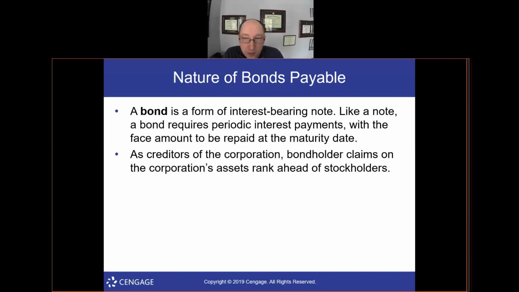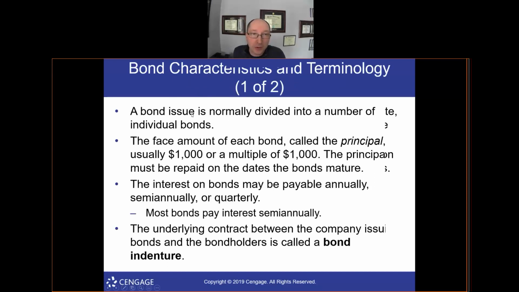So as creditors of the corporation, bondholders' claims on the corporation's assets rank ahead of stockholders. What does that mean? A creditor of the corporation, meaning somebody who holds the bond, has first dibs over stockholders. In other words, the bondholders will get paid first before the stockholders will. That's what that means.